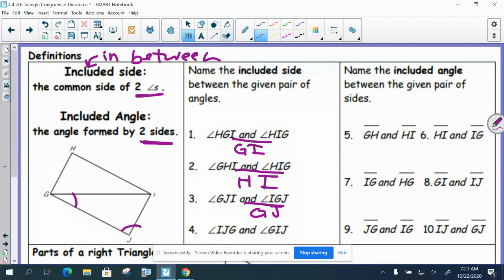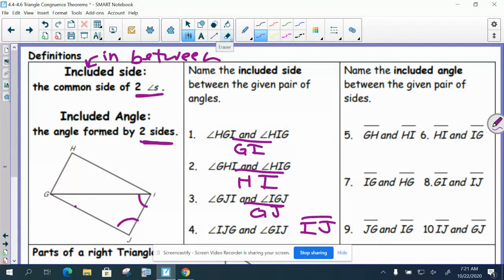And then finally, IJG, which is the same thing as GJI, and GIJ. That would be IJ. Here it doesn't matter if you say IJ or JI for any of these.